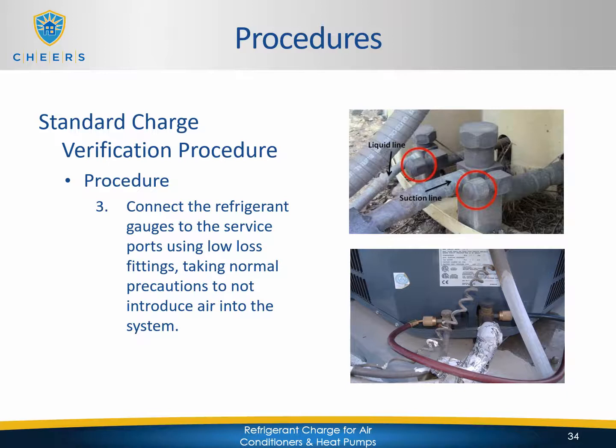Connect the refrigerant gauges to the service ports using low-loss fittings, taking normal precautions to not introduce air into the system. Now, before you do this, be sure that you have obtained your EPA 608 certification. If you have not, you cannot perform this step.